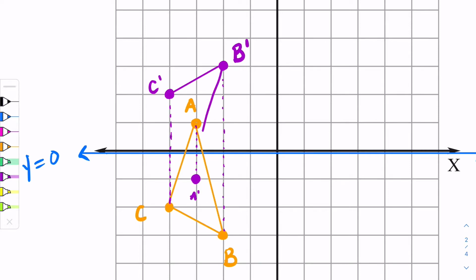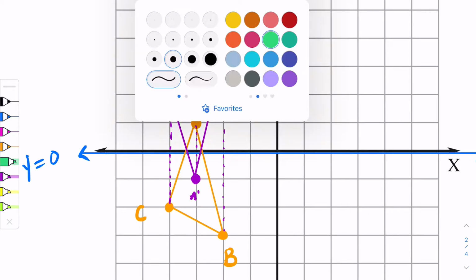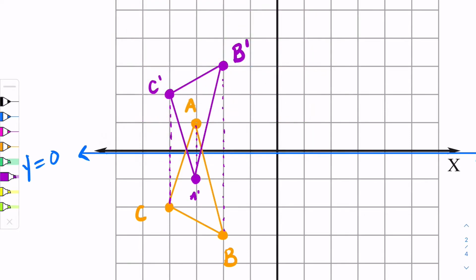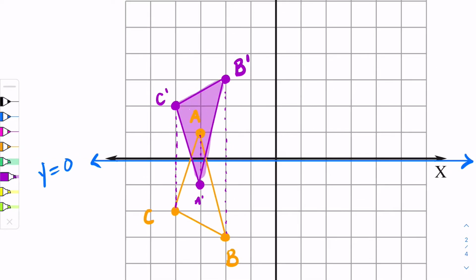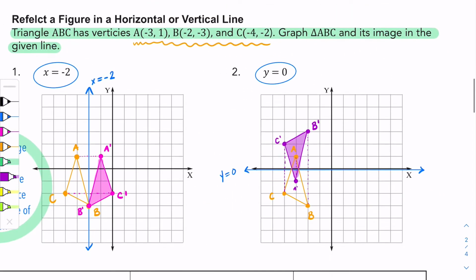Connect your points to form your reflection image, and I'll highlight those in purple. We can see our final answer a little better. This triangle is your final image triangle, reflected across the line y equals 0.